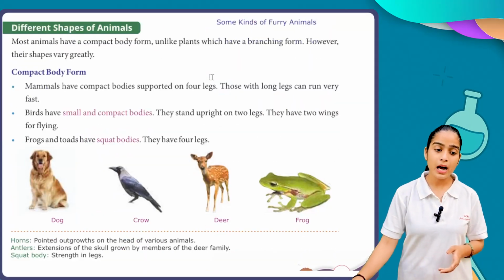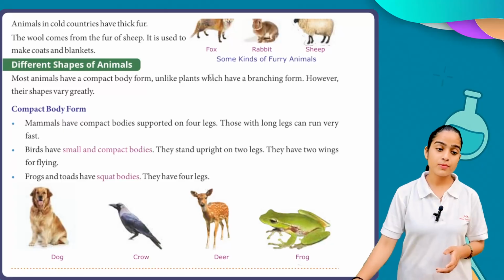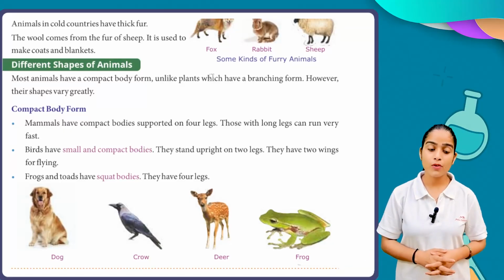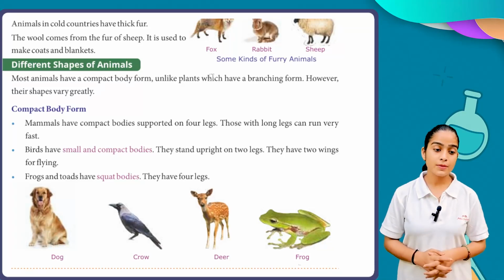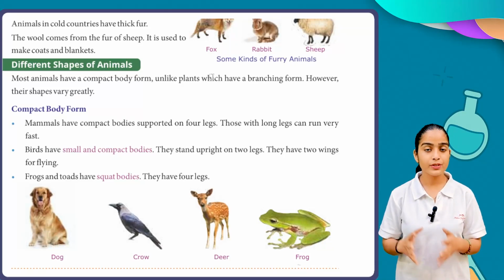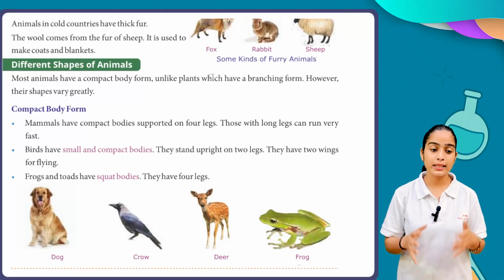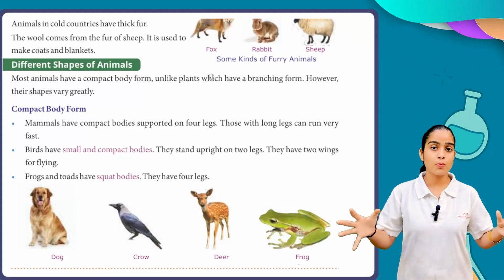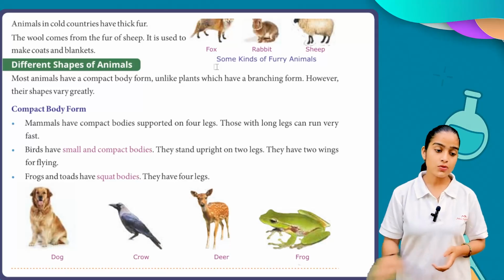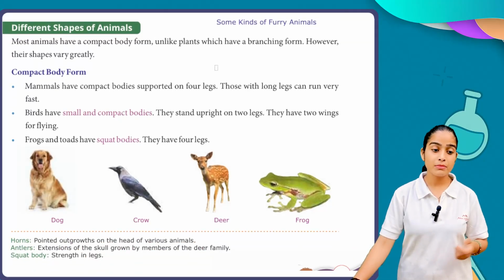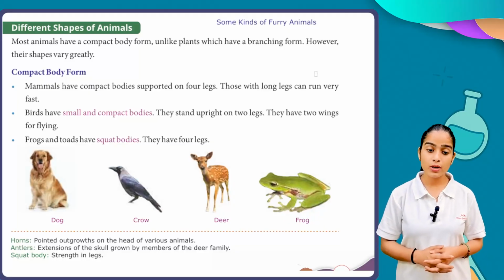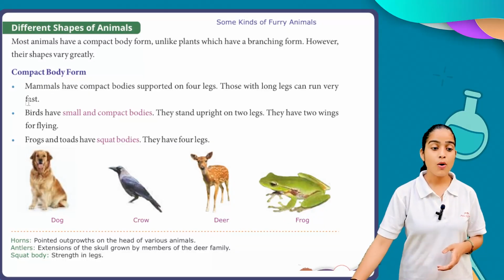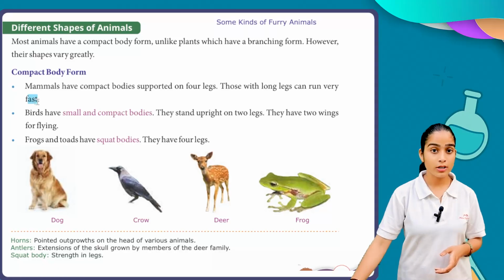Now, different shapes of animals. Most animals have a compact body form, unlike plants which have a branching form. However, their shapes vary greatly. So we have different shapes of animals, and they are very compact. They are not open like the branches of trees. Mammals have compact bodies supported on four legs. Those with four legs can run very fast. Your dog runs very fast, right? This is one example.